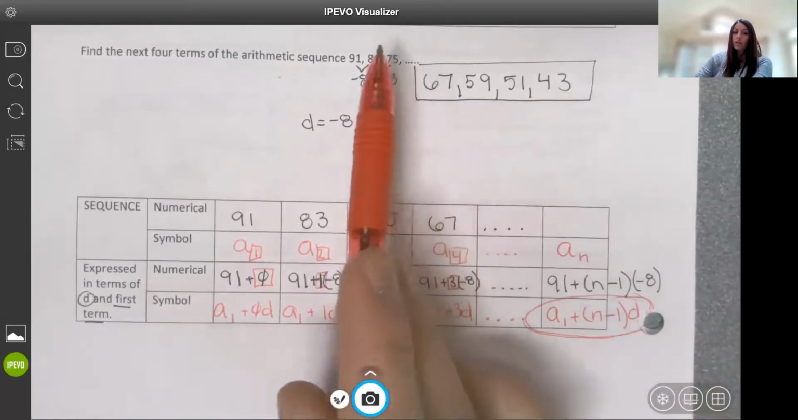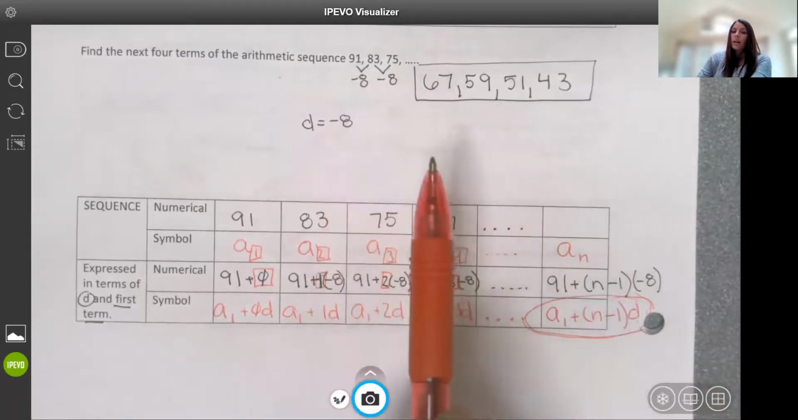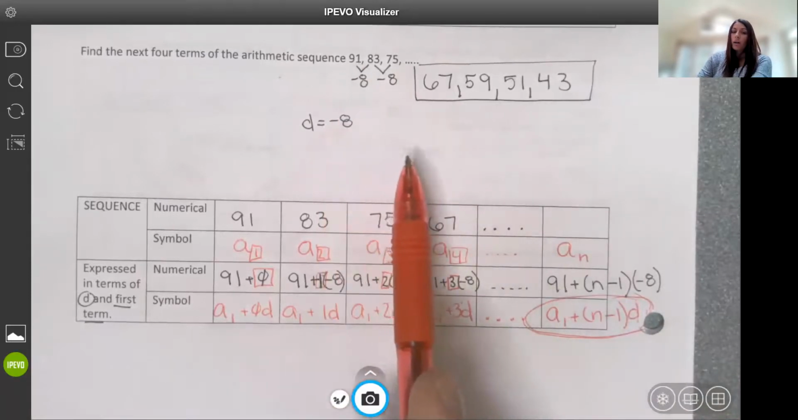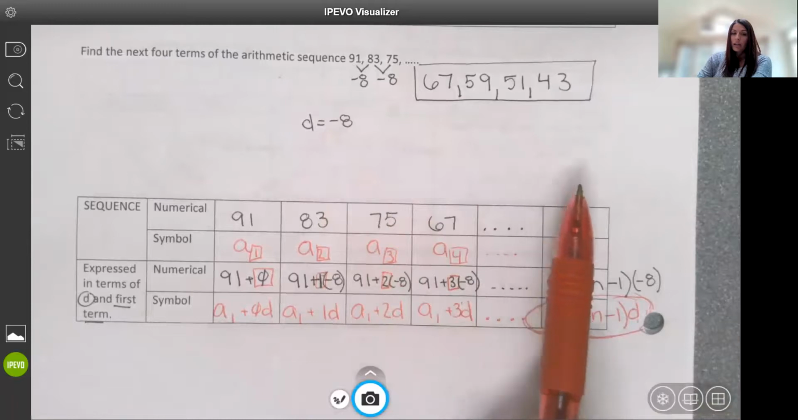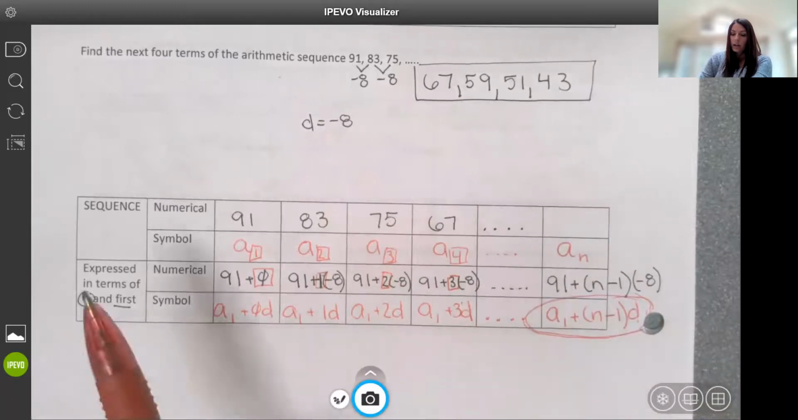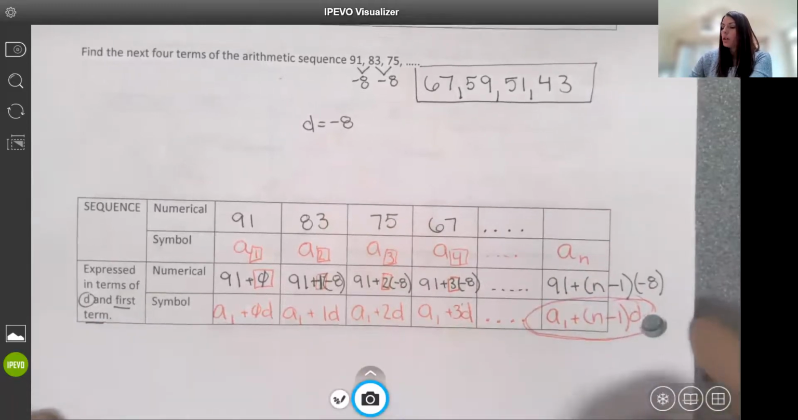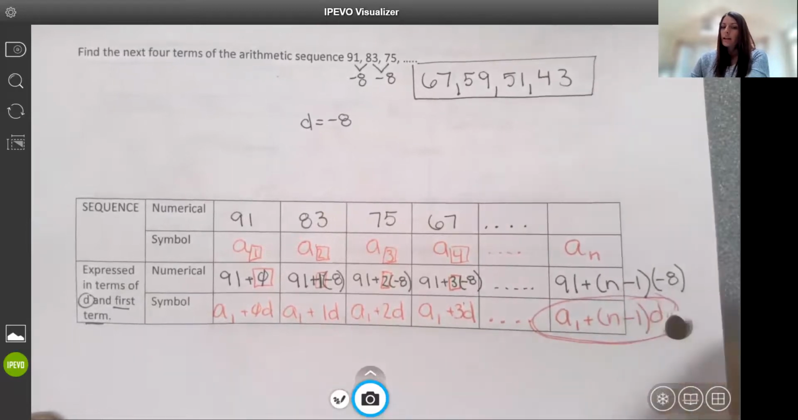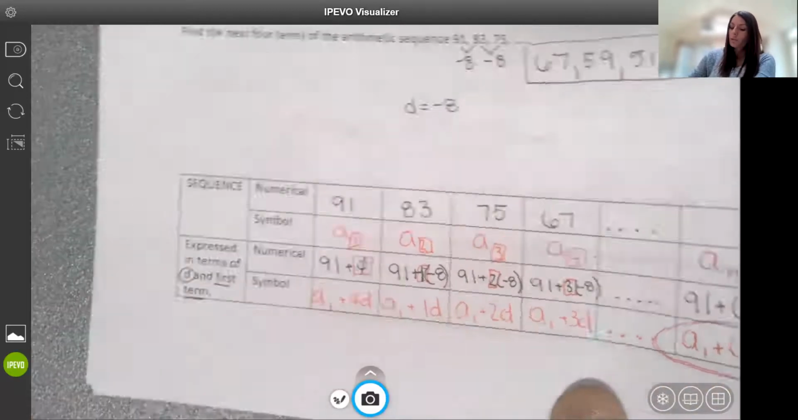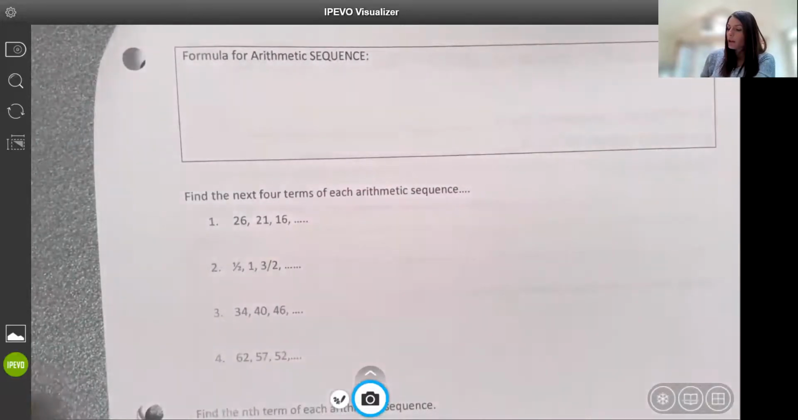We can always start with the first term and add to it 1 number less than the term I want to find times the difference. So when you're ready, if you need to pause that to fill in your table, do so. But when you're ready, flip our page and let's rewrite that formula for our arithmetic sequences.